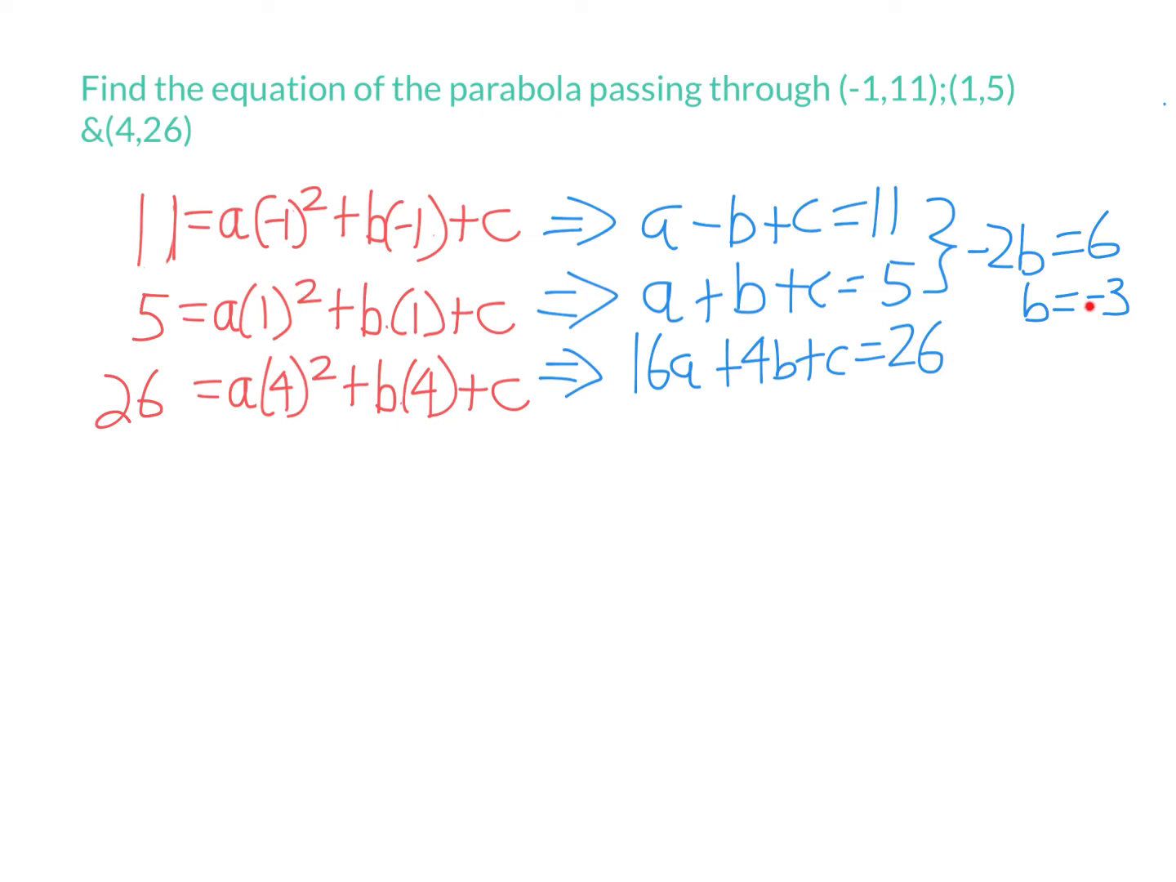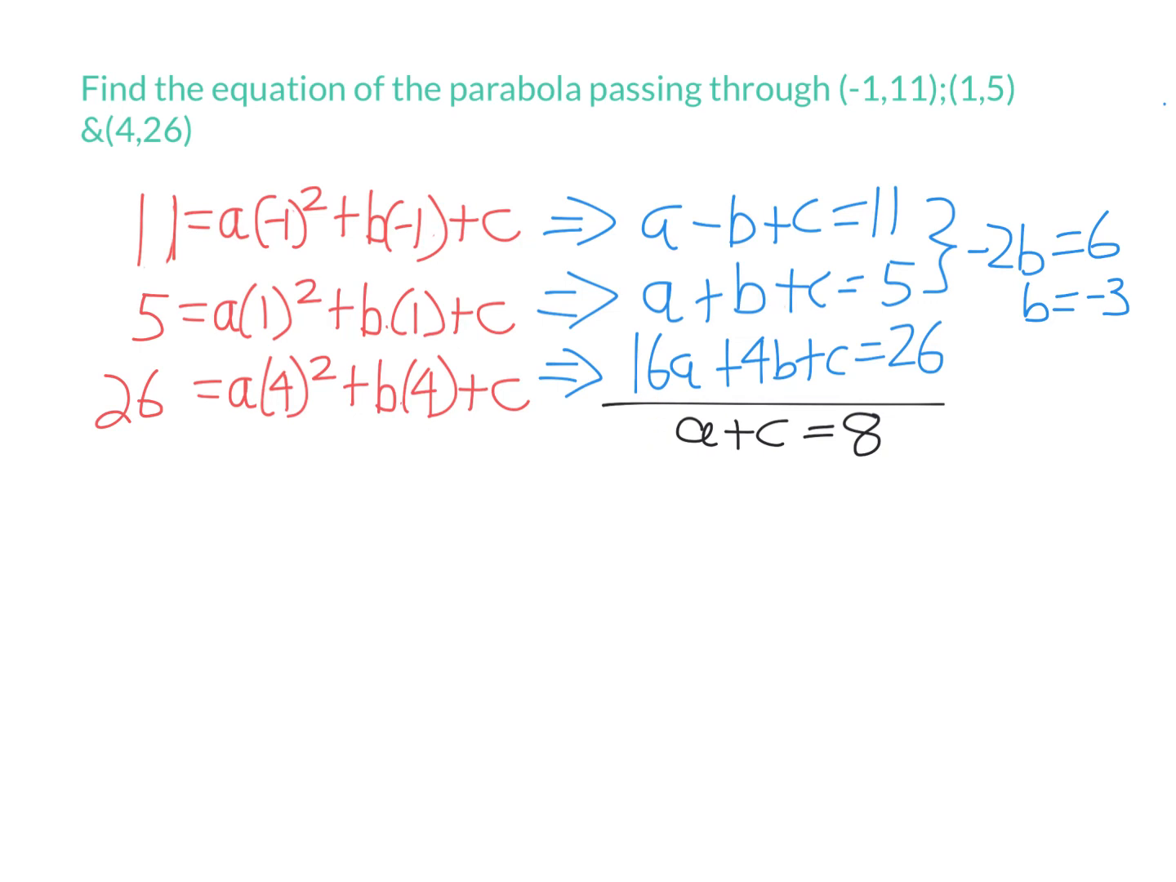So what I'm going to do is substitute b equals -3 into two of the equations. It turns out if I substitute b equals -3 into both of the top equations, they give me the same equation. They will both tell me that a plus c equals 8. So I need to substitute it into this one as well. So a plus c equals 8 is what I get from substituting into either of these equations.